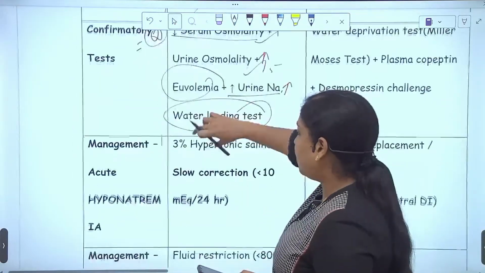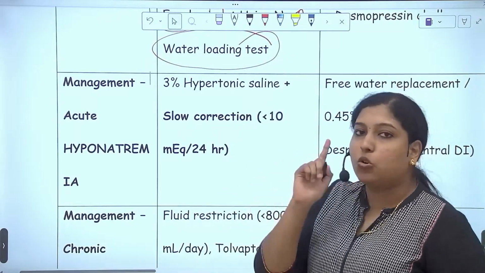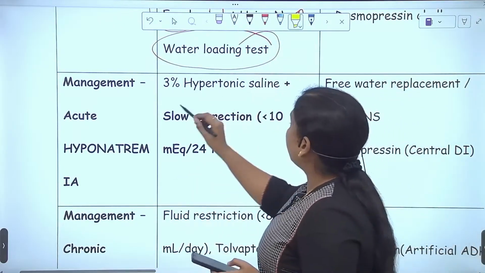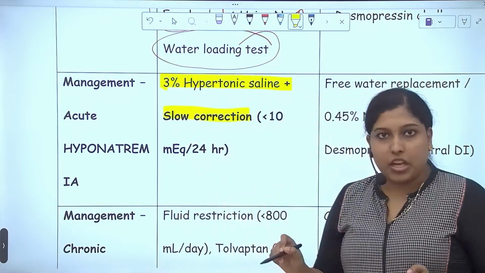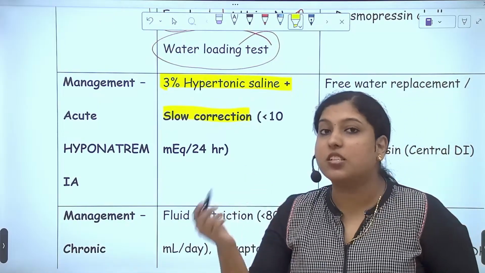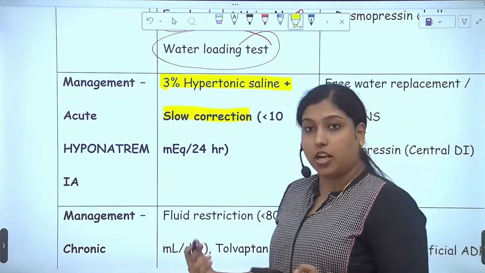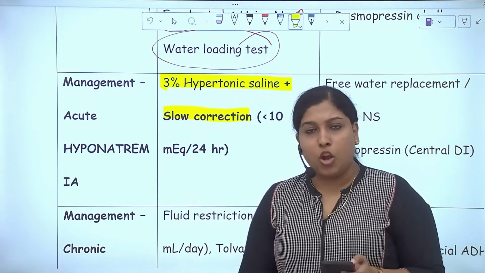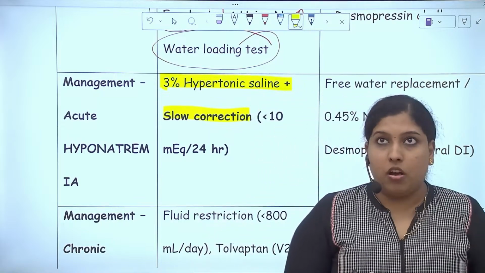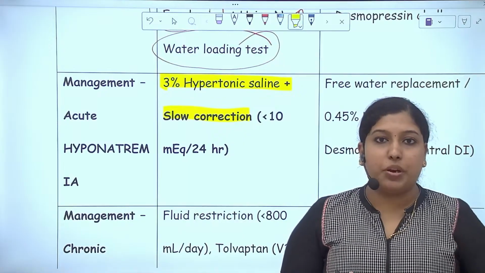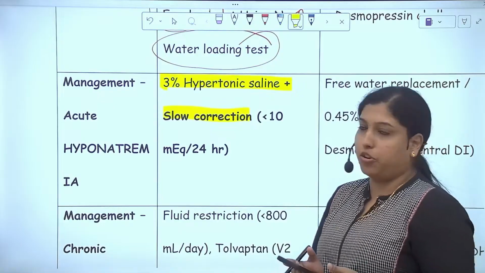So what is the management of SIADH? First, we have to correct the sodium. Sodium is corrected by means of 3% hypertonic saline. Slow correction should be done. If there is overcorrection, what is the condition? Please put it in the comment box. If I do sudden correction of the sodium, what is the finding? What will be the condition I get if I suddenly correct a large amount of sodium? In 24 hours, I increase the sodium by 20 milliequivalents. What is the condition? Now you have to put it in the chat box.